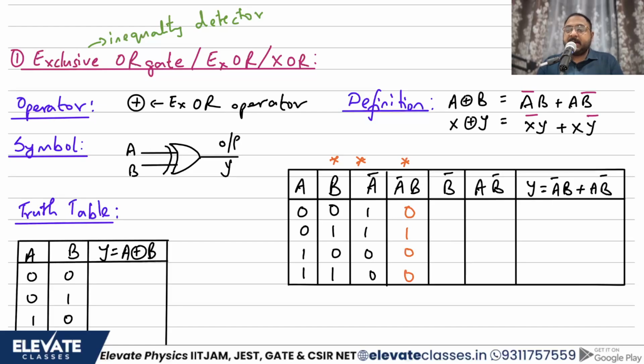Now let us find out B bar again. If I find out B bar, what will I get? B bar will be 1 0 1 0. Okay, I have taken the complement of this column. So B bar मेरे पास ready हो गया.